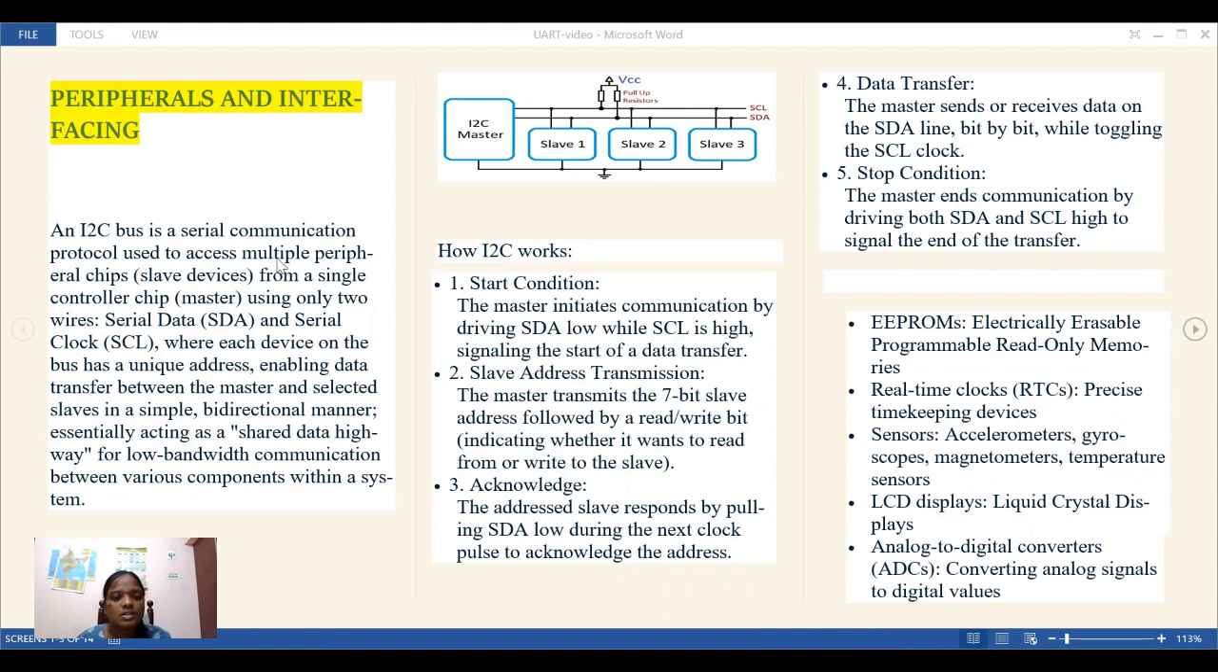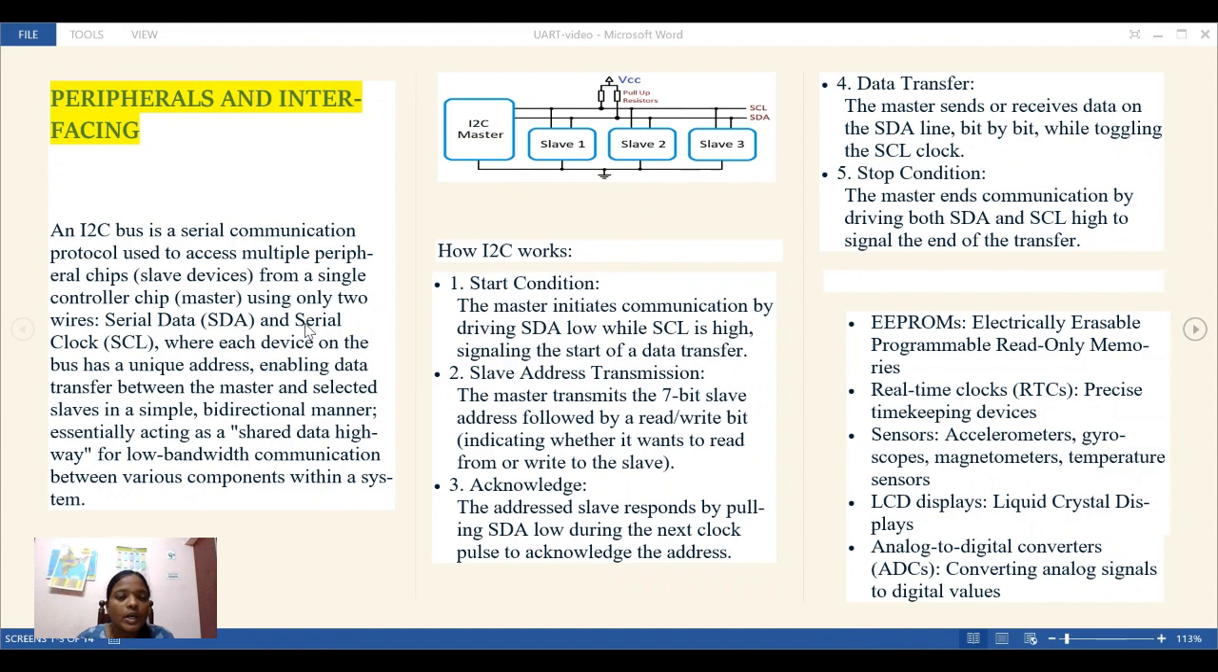So an I2C bus is a serial communication protocol which is used to access multiple peripheral chips. Here we can see a diagram. In this diagram, there is one master and there are three slaves. So here, the slave is referred to as the peripheral chips or the slave devices. The data will be transferred from this one master to the other three slaves.